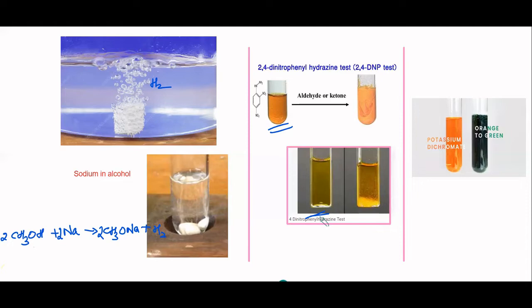2,4-dinitrophenylhydrazine, if an aldehyde or a ketone, if you're adding it into 2,4-dinitrophenylhydrazine, which is an orange solution, that will be giving an orange precipitate. So that's how we will be identifying the presence of either an aldehyde or a ketone.